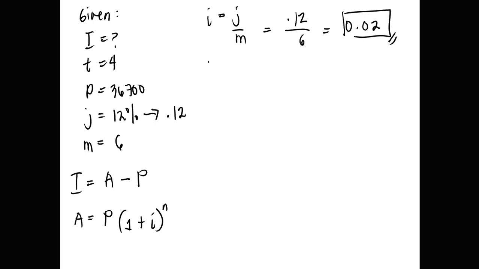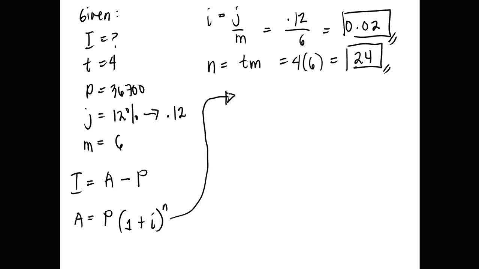Okay, next, we need to solve for the N, or the number of conversion of the loan. So, we need to multiply T and M. So, our T is 4. Our M is 6. So, 4 times 6, that is 24. So, we're done with solving I and N. So, let's start to solve the future value.